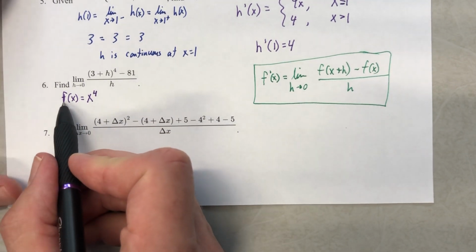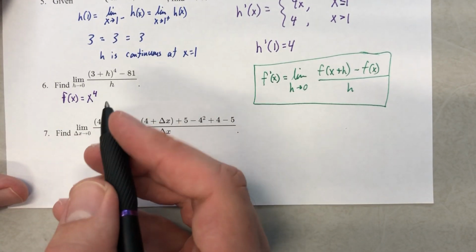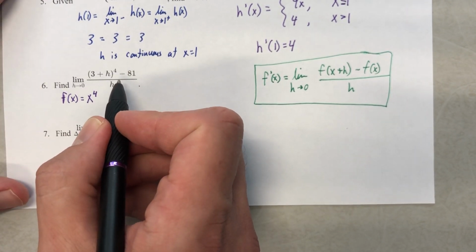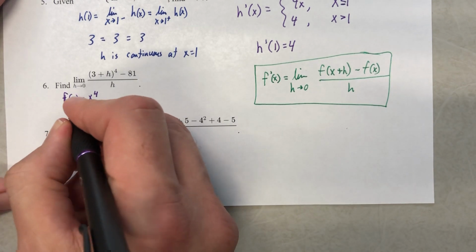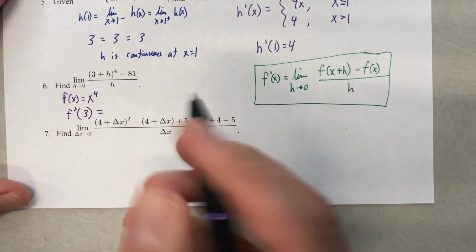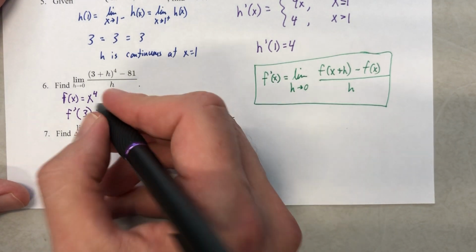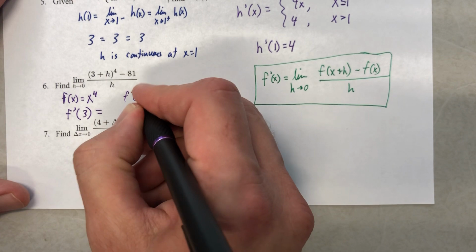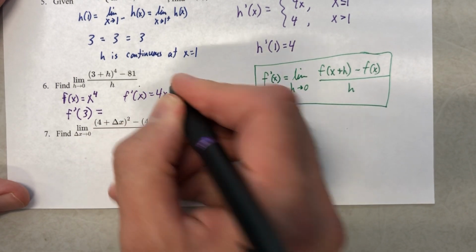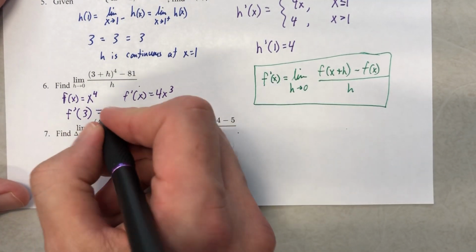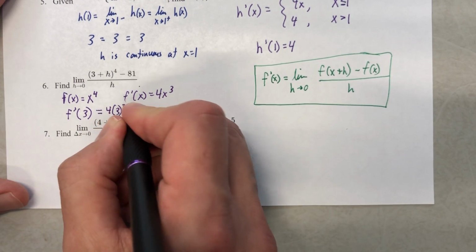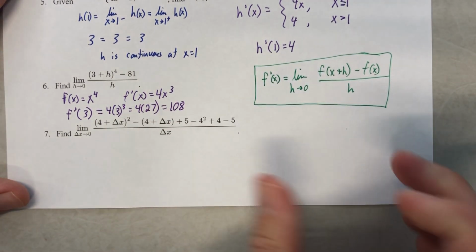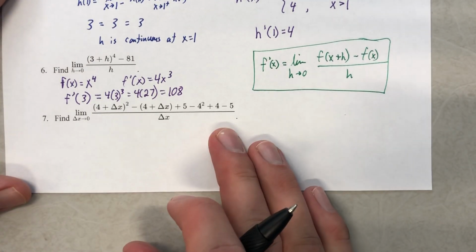So basically, my function is x to the 4th, but this is a fancy way of saying I need to know the derivative of my function at 3. And again, here's why 3, and because 3 to the 4th. So, well, I need the derivative at 3, so I need the derivative in general, which would be 4x cubed. So now I'll find the derivative at 3. So 4 times 3 cubed, so that'd be 4 times 27, which is 108. Yeah.